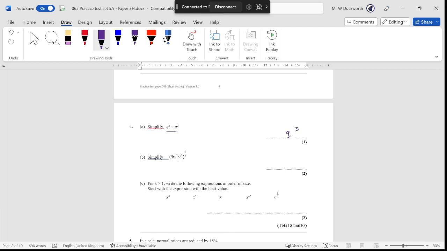For part B, this was quite the biggest mistake here. Lots of people got the W and the Y right, but they didn't get the number part right. So if I do W to the power 2 to the power half, we times them, so it would just become W or W to the 1. Y to the 6 times by a half becomes Y to the 3. And then the number part, the half means the square root, so the square root of 9 would be 3.